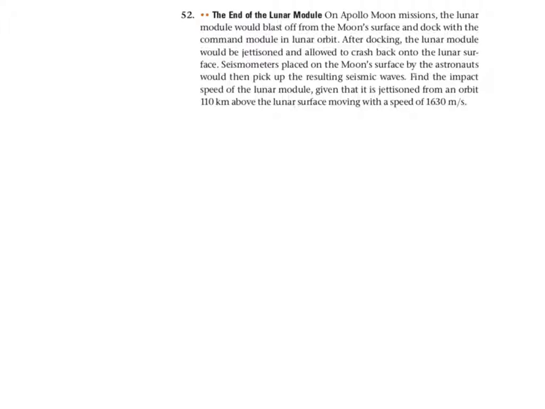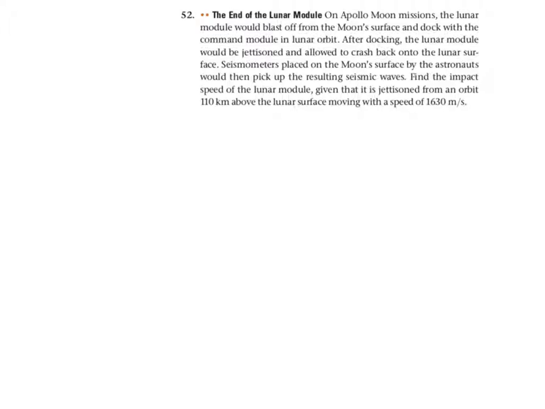Chapter 12, Number 52. On Apollo moon missions, the lunar module would blast off from the lunar surface and dock with the command module in lunar orbit. After docking, the lunar module would be jettisoned and allowed to crash back onto the lunar surface. Seismometers placed on the moon's surface by the astronauts would then pick up the resulting seismic waves.